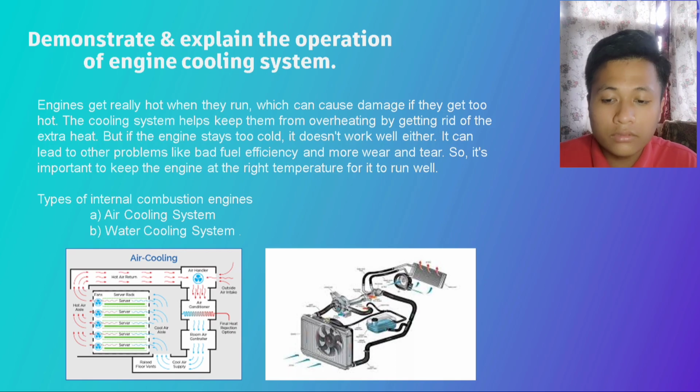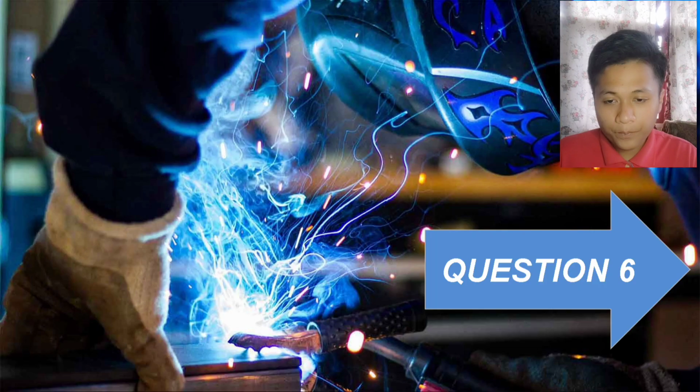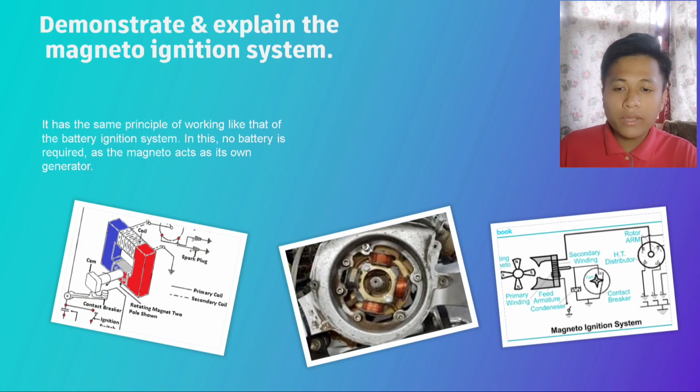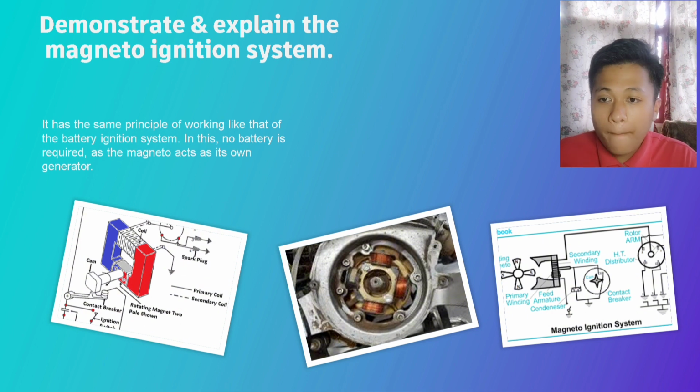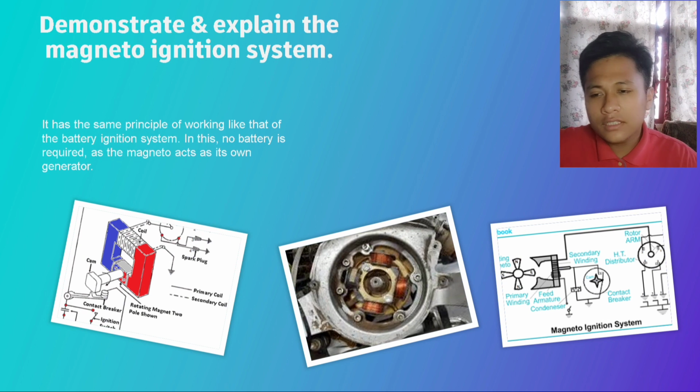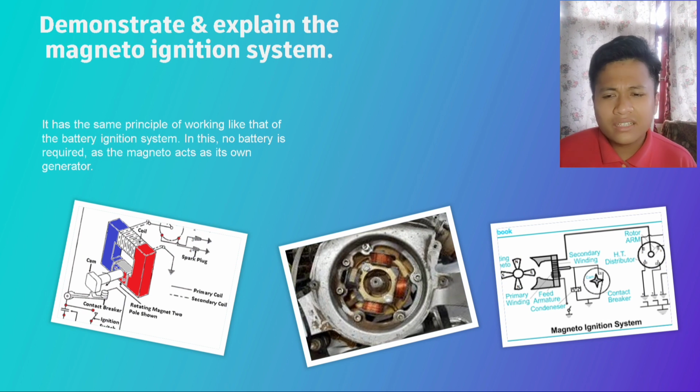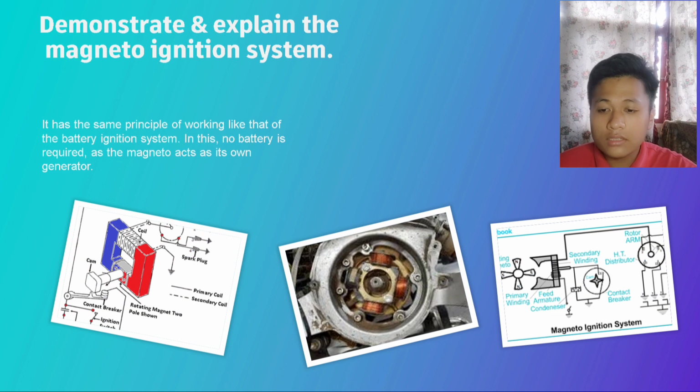For the next question, question 6. Demonstrate and explain the magneto ignition system. Magneto ignition system. It has the same principle of working as the battery ignition system. In this, no battery is required, as the magneto acts as its own generator. In a magneto ignition system, it consists of either rotating magnets in fixed coils or rotating coils in fixed magnets.